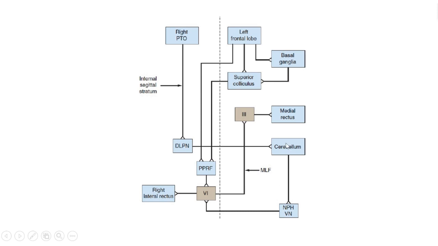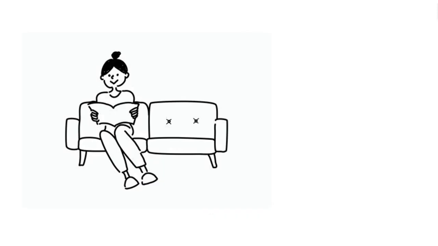And also at the same time we have the cerebellum giving information to the NPH and vestibular nucleus, which will also control the PPRF, and all of these together will look to it that the eyeballs look to one particular direction and continue to look to that particular direction without any nystagmus. Now all that is fine.